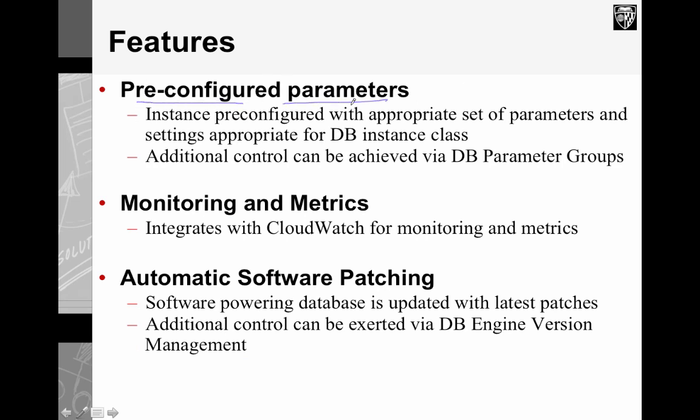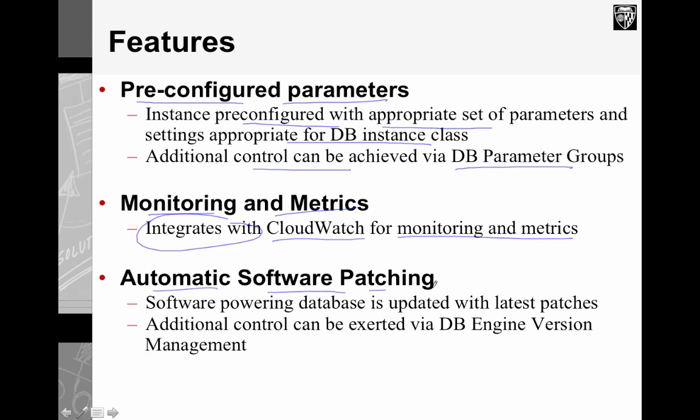Pre-configured parameters. When a database instance is launched, it may be a small, medium, or large instance. They configure the database with certain properties. Every database has some configuration. They pre-configure it with the appropriate set of parameters for that particular DB instance class. Now, as an administrator, you may want to have additional control, which they allow you to do using something called DB parameter groups. In terms of monitoring and metrics, we know that there is a service called CloudWatch, so it integrates very well with CloudWatch for monitoring and metrics.